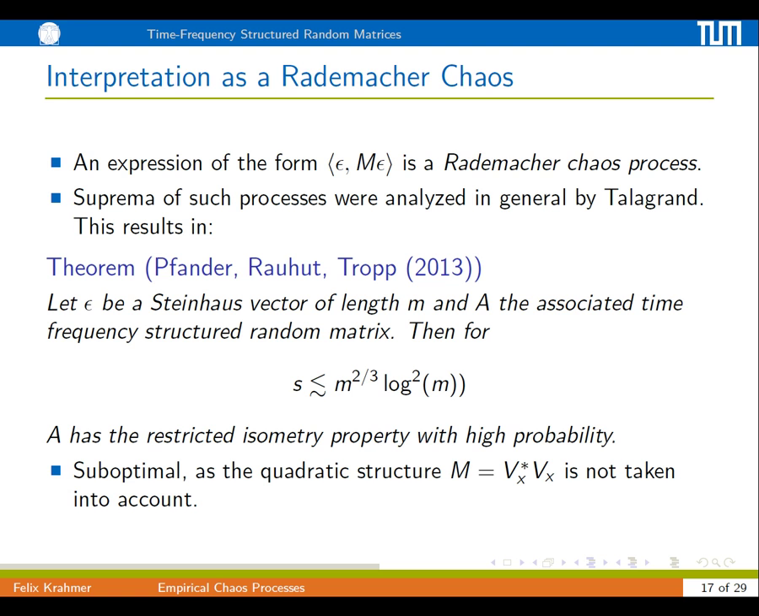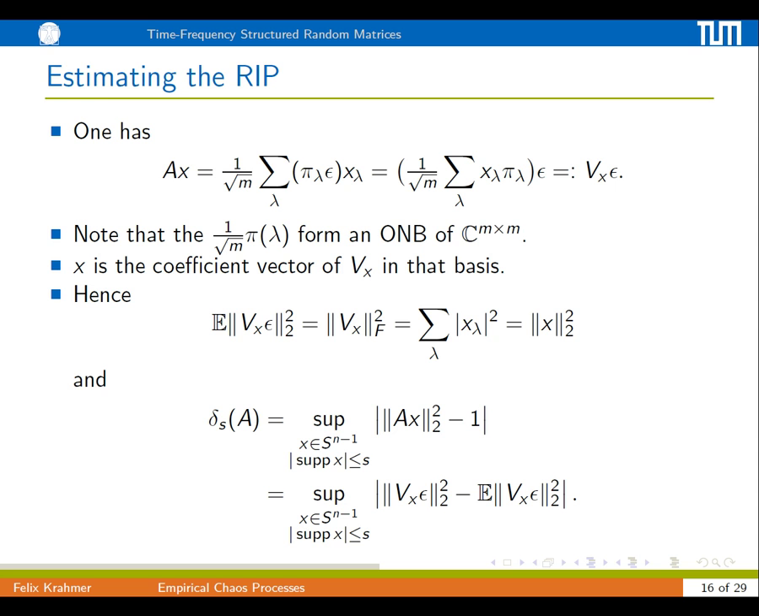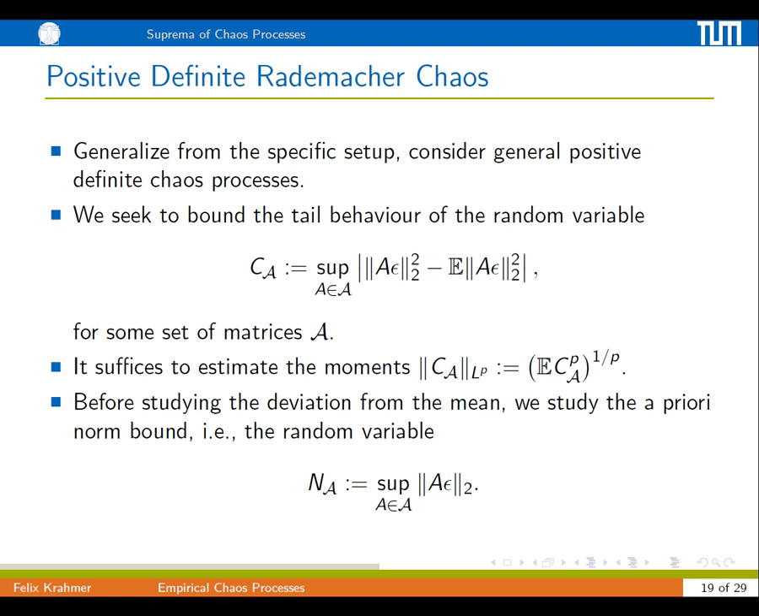And my explanation, maybe just the lay explanation, because I know how we eventually solved the problem, is that the quadratic structure is not taken into account. Here, this M was an arbitrary matrix, and we have used the bound for arbitrary matrices. But because we have this square here, we know much more about this quantity. And so that's why we want to study these positive definite Rademacher chaos processes, which have this specific form, where we have really the square here.